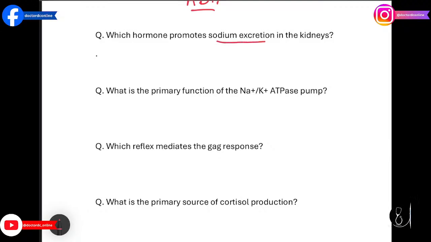The next question is which hormone promotes sodium excretion in the kidney, and the answer is atrial natriuretic peptide, that is ANP. It opposes aldosterone, reducing blood volume and pressure.